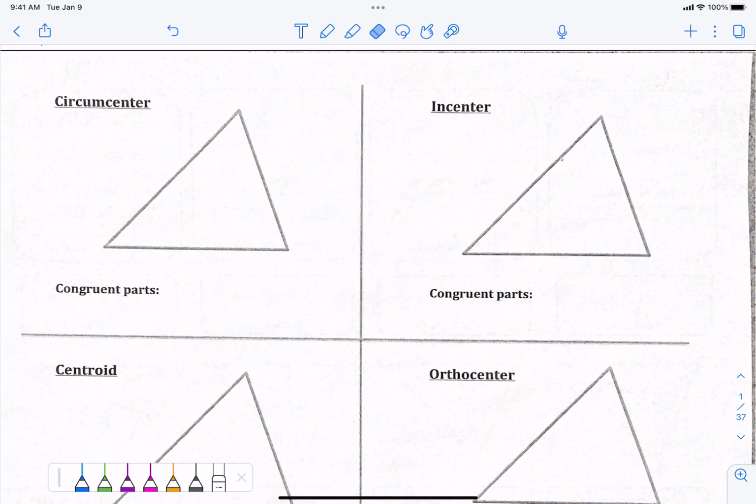All right, hello, Reese and who else? Eli and Gabe. Reese and Eli and Gabe.